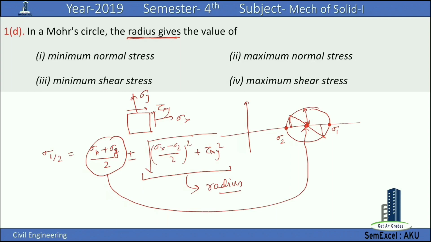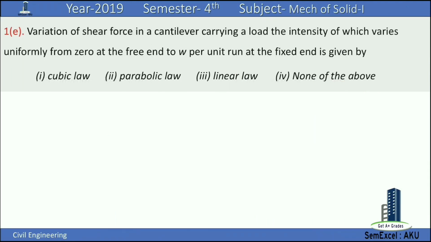So what can we say about this radius? This is equal to this term, and this term is known as the maximum shear stress. So option 4 will be the correct option, maximum shear stress. Please remember this formula. The same question can be asked like this: calculate the major principal stress and minor principal stress if sigma x and sigma y are given. Right. Next question.